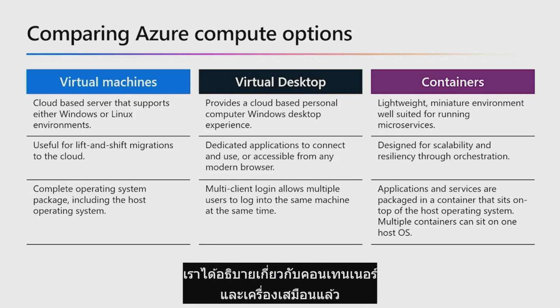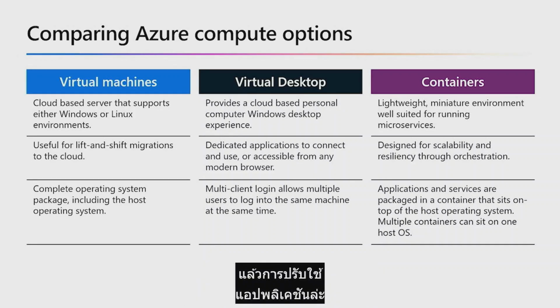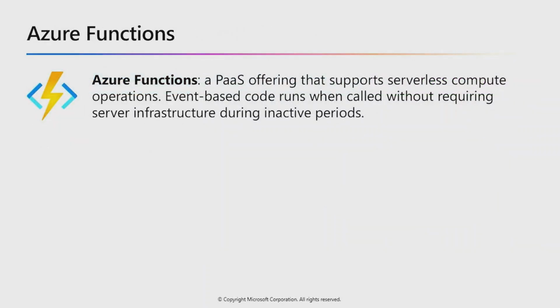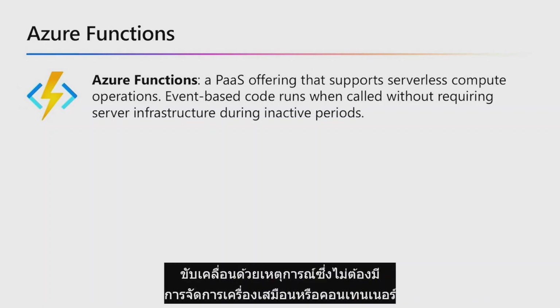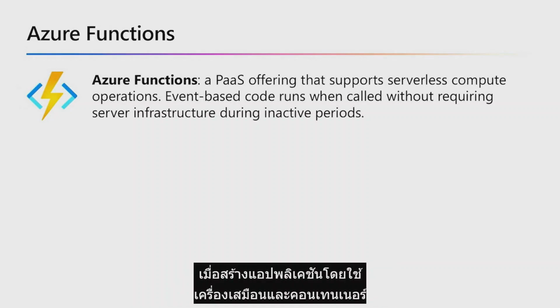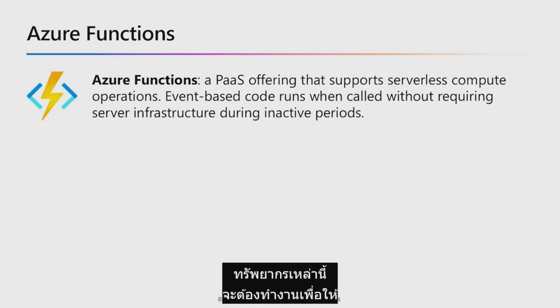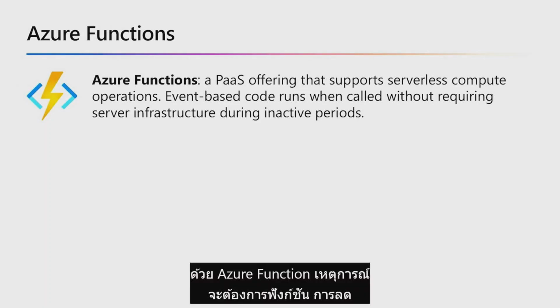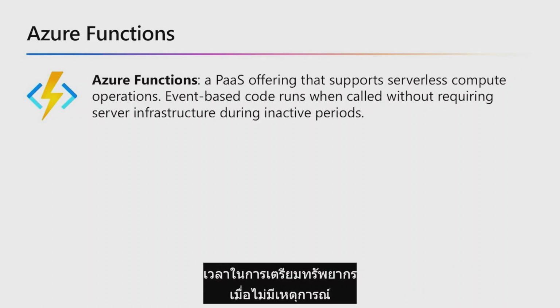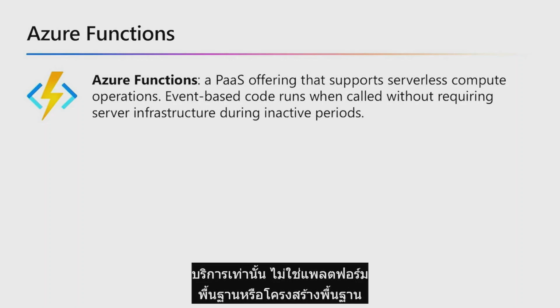Good, we have covered containers and virtual machines. Now, what about application deployment? Azure Functions are event-driven serverless compute resources that don't require the management of virtual machines or containers. When building an application using virtual machines and containers, these resources must be running for the application to work. With Azure Functions, an event triggers the function, reducing the time to prepare resources when there are no events. Azure Functions are suitable when you care only about the code for the service, not the underlying platform or infrastructure.